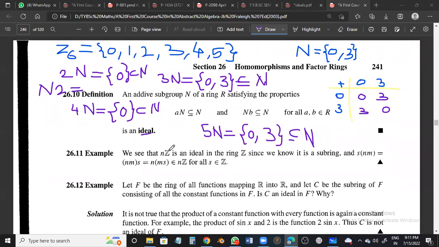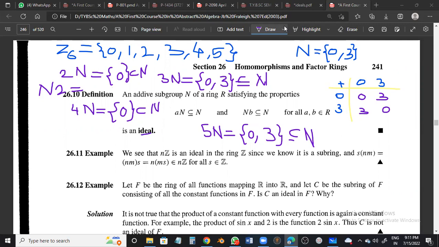Means if it is not commutative, we have to check in both the cases. If multiplication is not commutative, then you multiply on the left, then go for the right also. That is why the definition constitutes both sides: left multiplication also and right multiplication also. And if it is not the same, then it is not an ideal, no? Actually, if it is not contained in N, then it is not an ideal, just like a subgroup in a group.